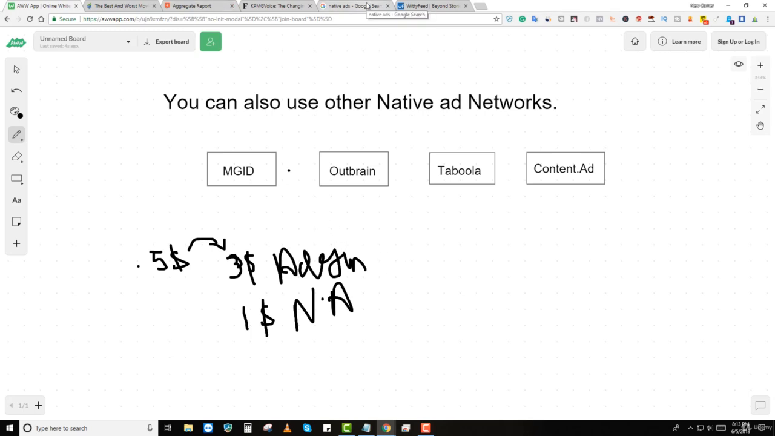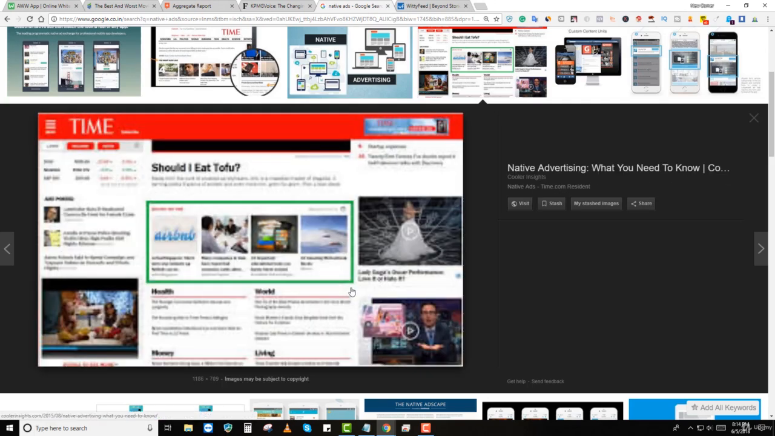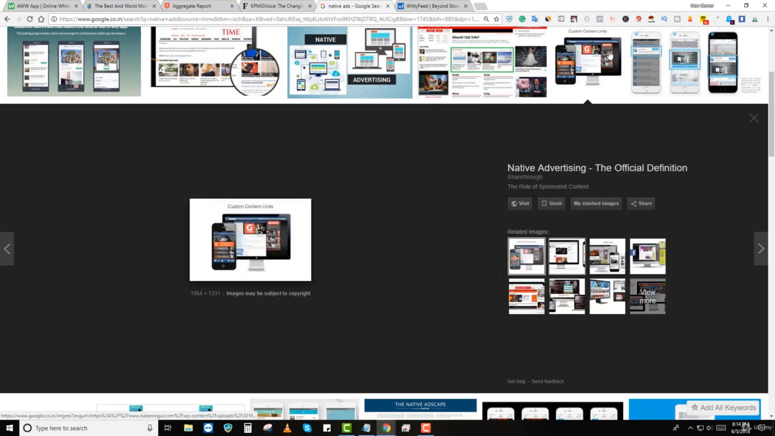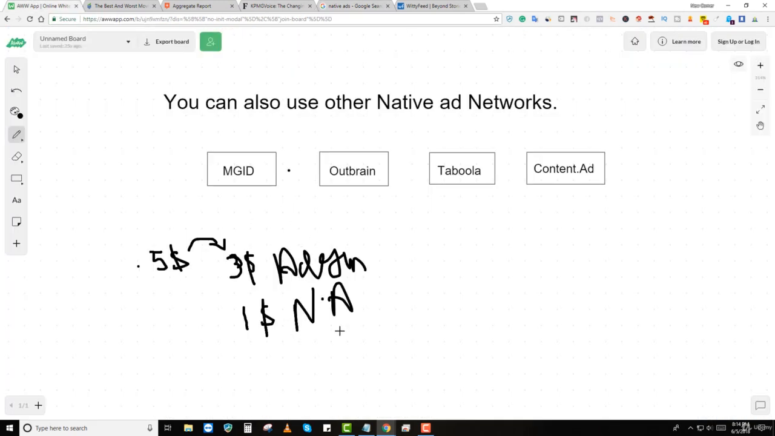But native ads look something like this. You might also like, or trending right now. You can see it here. It looks like an article, so it forces people to click on that article. When someone clicks, you're going to get paid. So we use native ad networks to reduce the losses, because in this case you only lost $1.